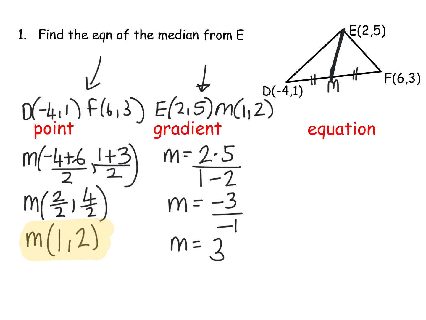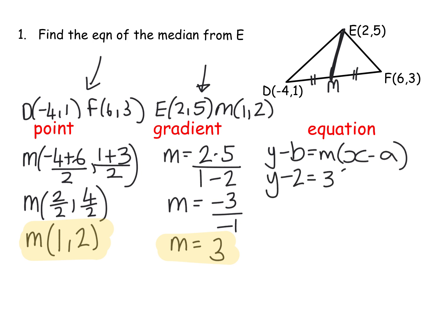I'm going to highlight that because that is what I'm going to use in the equation. Right, so we're now ready to do the equation of the line. We're going to use y minus b equals m bracket x minus a. You are going to use the midpoint and the gradient that's already highlighted. So y minus 2 equals 3 bracket x minus 1. And once you get to there, this should be second nature from National 5.